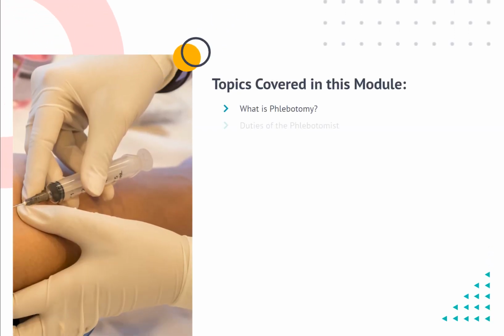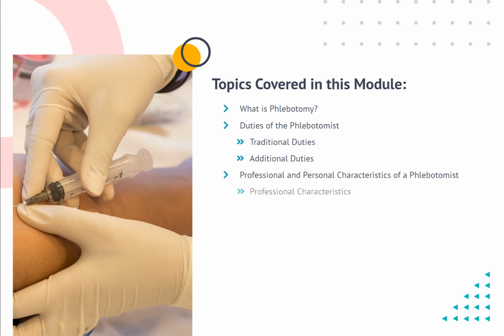Topics covered in this module. What is phlebotomy? Duties of the phlebotomist. Traditional duties. Additional duties. Professional and personal characteristics of a phlebotomist. Professional characteristics. Personal characteristics. Phlebotomy education and training. Guidelines for phlebotomy practice.